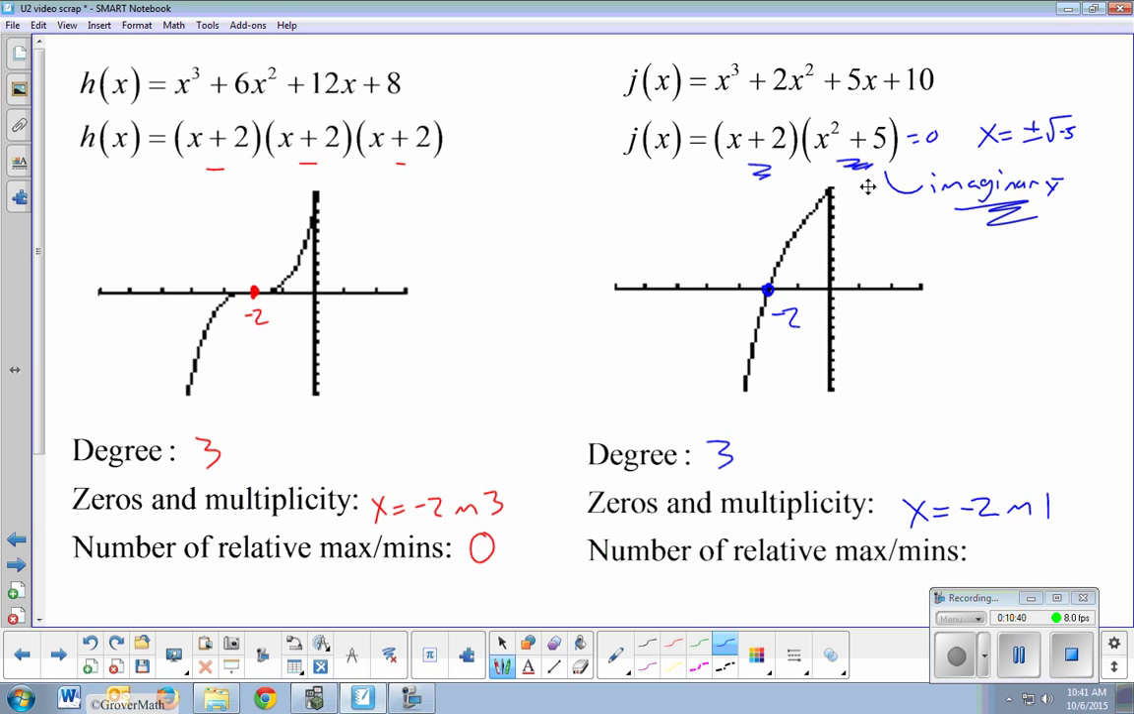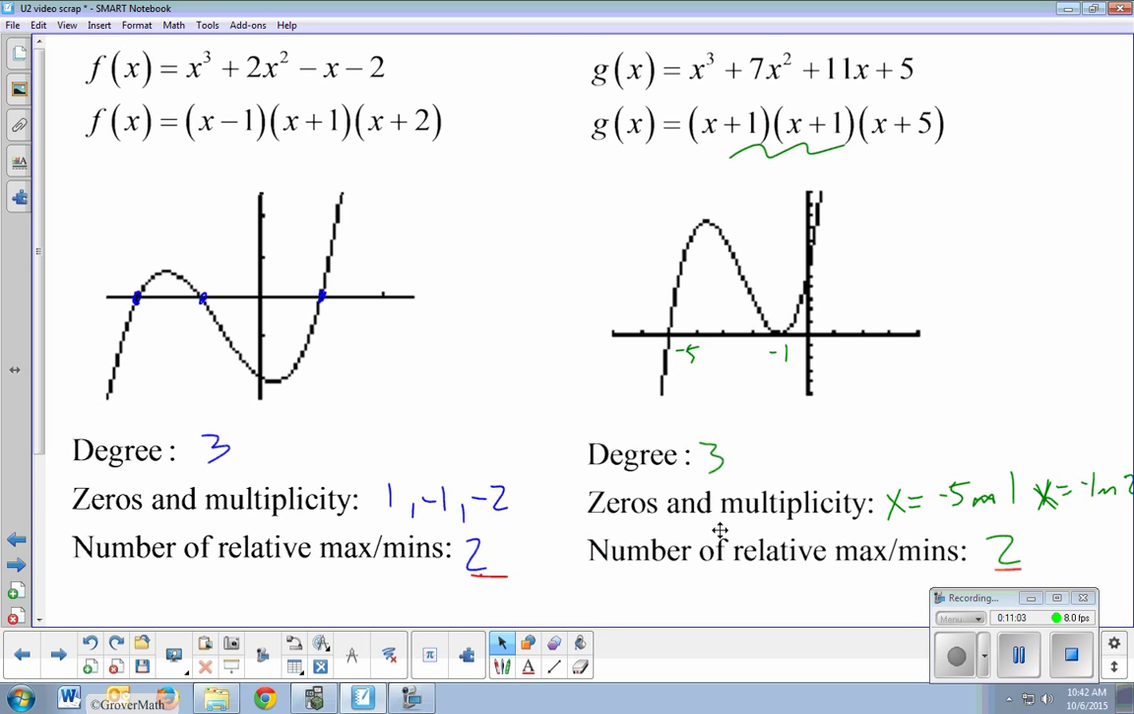But you can have a couple imaginary roots paired with a real root. Now, they are imaginary, but they are factored into the degree 3 here. How many max mins? Again, in this case, 0. So we could have as many as 2 because that's one less than the degree, but often it's less than that. So just looking at these 4 examples real quick, these are all degree 3.